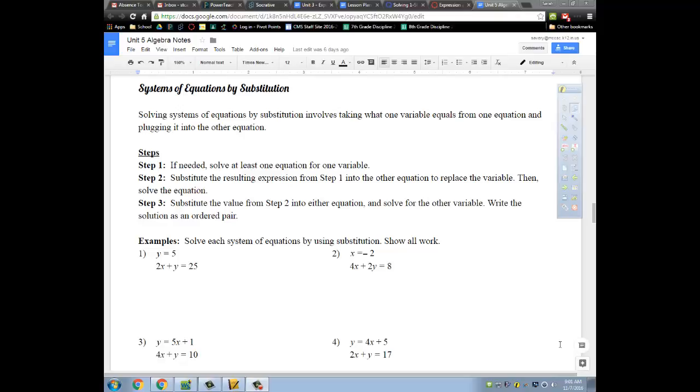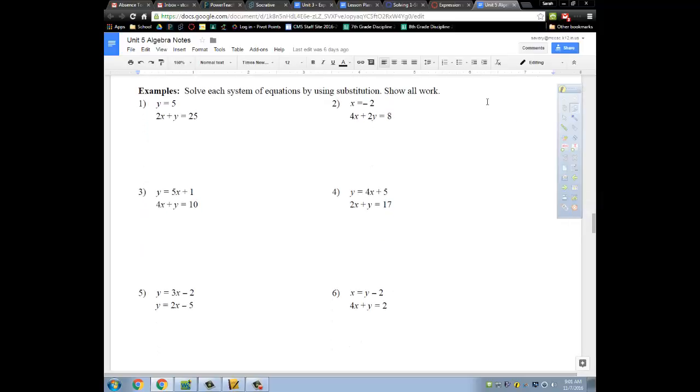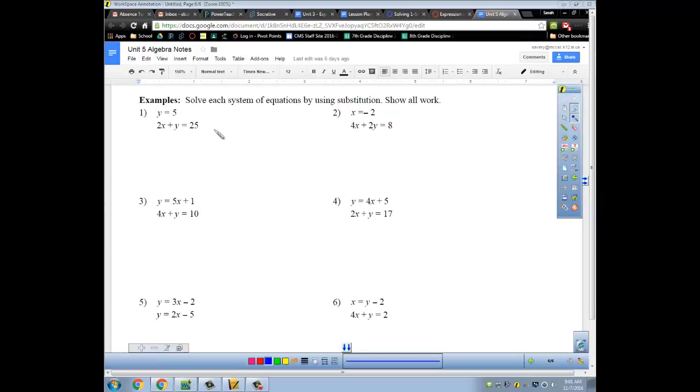So I wrote out some steps, but pretty much you just want to make sure that you have at least one equation that has a variable by itself. It really doesn't matter which variable as long as you have a variable by itself. You then take that variable, plug it into your other equation, and solve it. So we're going to start off easier and work our way up to harder questions.